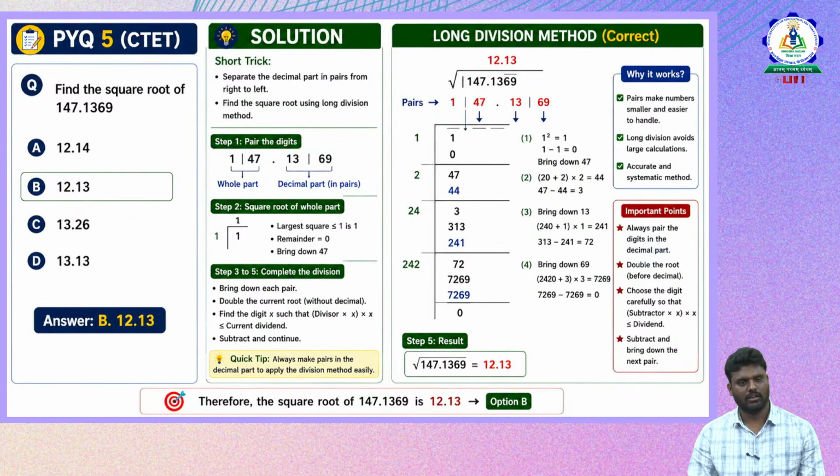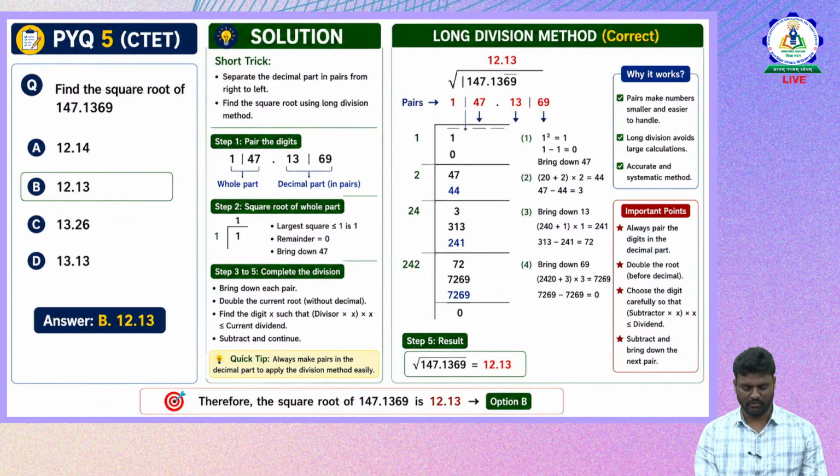Now another question. The question is like this: find the square root of 147.1369. The options given are: option A 12.14, option B 12.13, option C 13.26, and option D 13.13. So we have to see which is the correct answer. We have to find the square root of the given number. This is also given in the form of decimals.